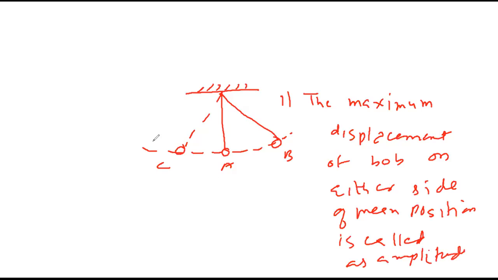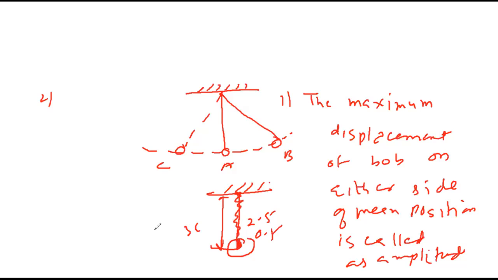Can you tell me what is effective length? Anybody knows what is effective length? You have to write like this: the distance from the point of suspension to the center of mass is called the effective length. That means if this is the bob of length 2.5 centimeter and this center is 0.5, the net will become 3 centimeter. Understood now?